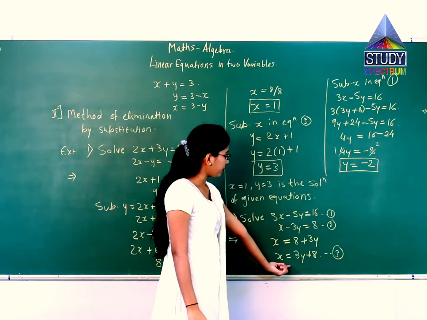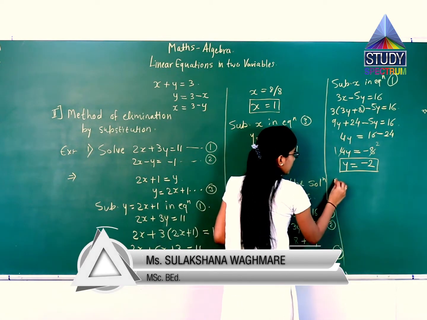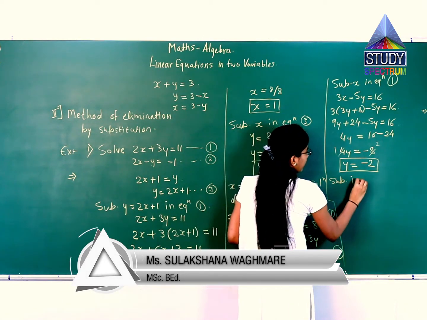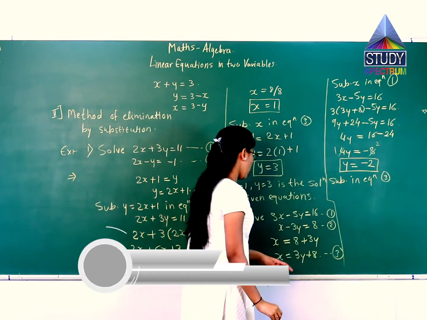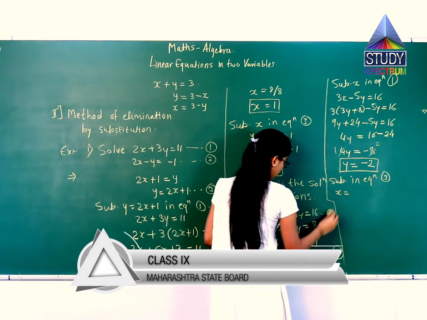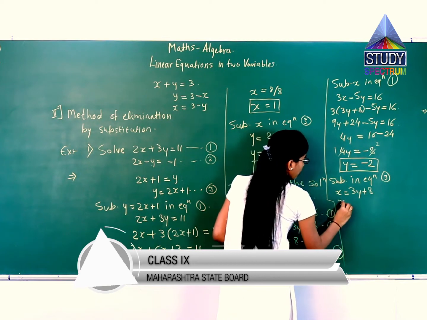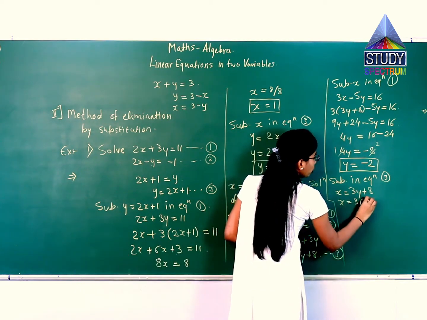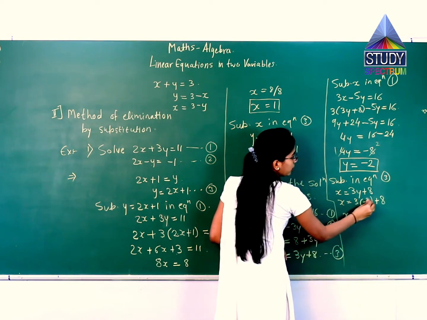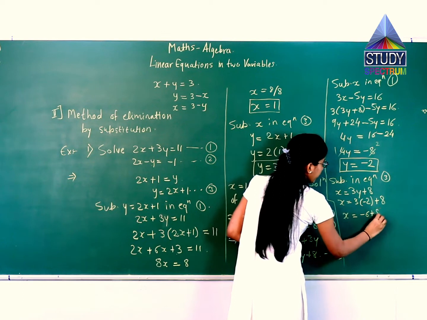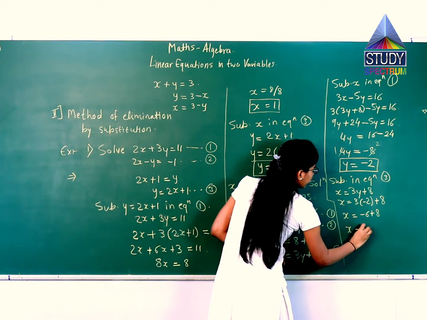Now to obtain x, we can substitute in equation number 3. So let us write, substituting in equation 3. So x is equal to 3y plus 8. So x is equal to 3 into minus 2 plus 8. So x is equal to 3 2s are 6, but minus 6 plus 8. So 8 minus 6, x you will get it as 2.